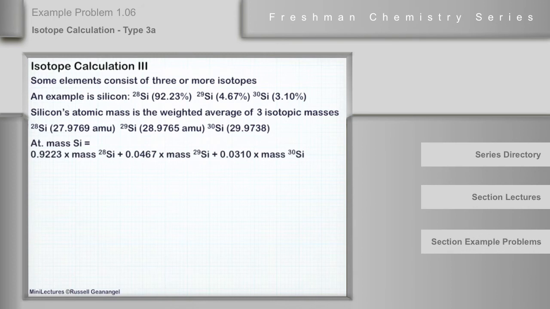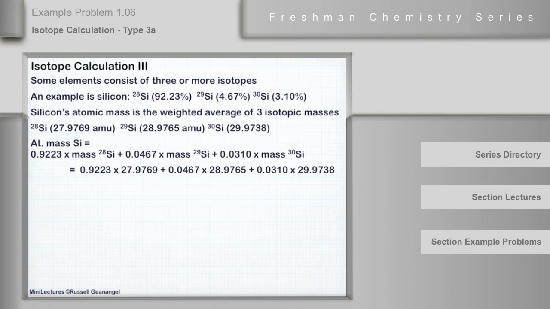In this case, the weighted average atomic mass of silicon would be given by the decimal fraction equivalent to 92.23% for silicon 28 times the mass of silicon 28, plus the decimal fraction for silicon 29 times the mass of the silicon 29 isotope, and 0.0310, the decimal fraction equivalent to 3.1%, times the isotopic mass of silicon 30. So if we plug in the values for the masses given in the previous line, our calculation is shown here.